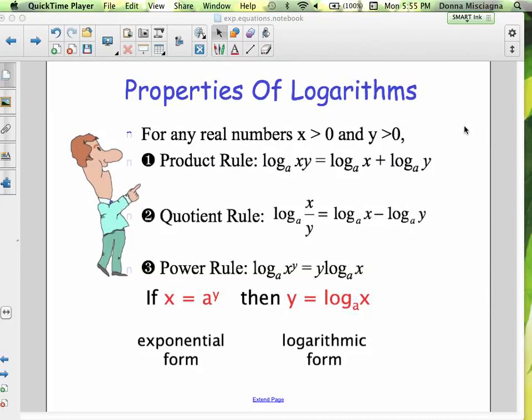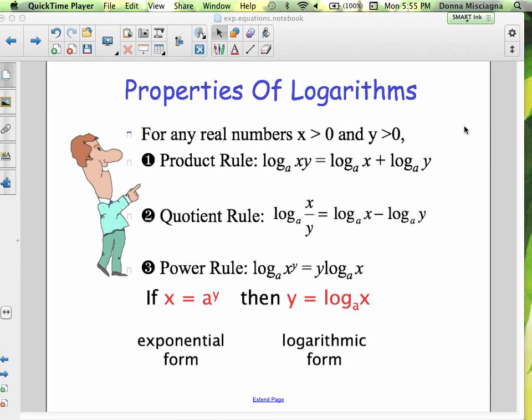Welcome. So we're going to be solving logarithmic equations in this series of lessons. And so first we're just going to review very quickly the properties of logarithms. I went over this in more detail in solving exponential equations. So we have our product rule, our quotient rule, and our power rule.